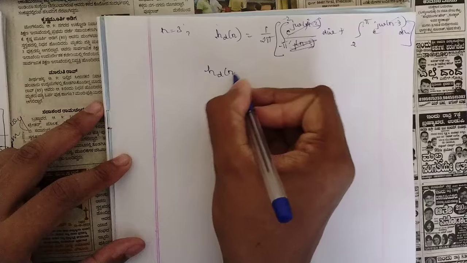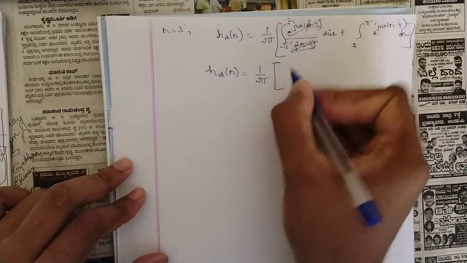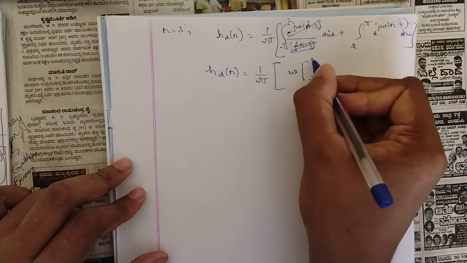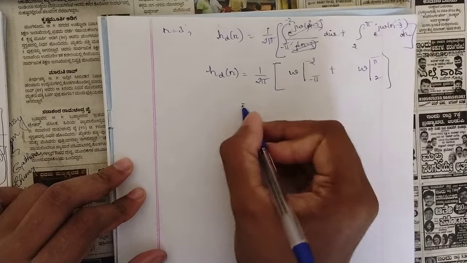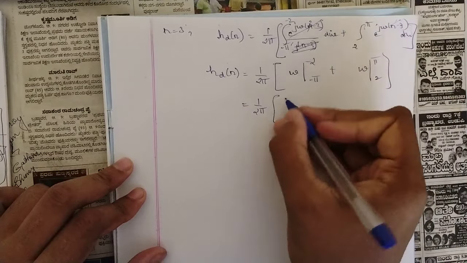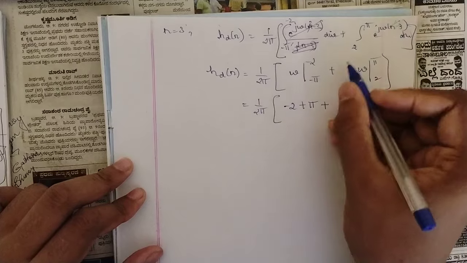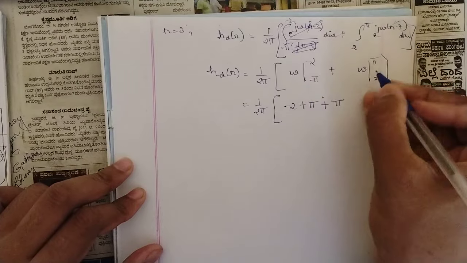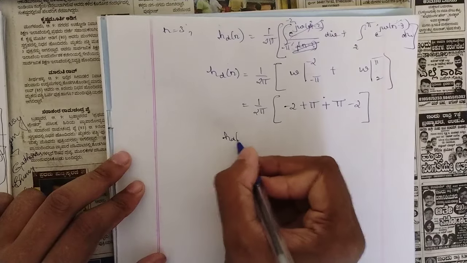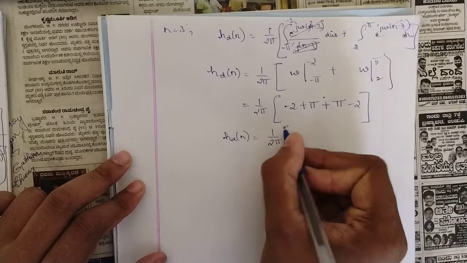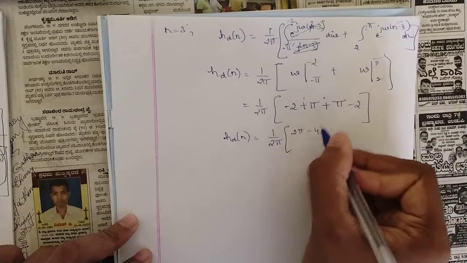So we are left with hd of n is equal to 1 by 2 pi into d omega. The integral of d omega is omega, for limits minus pi to minus 2, and again omega for limits 2 to pi. Substituting the limits, 1 by 2 pi times minus 2 minus of minus pi, which is plus pi, then plus upper limit pi minus 2 lower limit. So our answer is hd of n is equal to 1 by 2 pi times (2 pi minus 4).